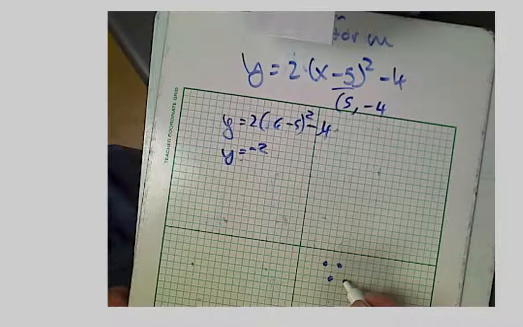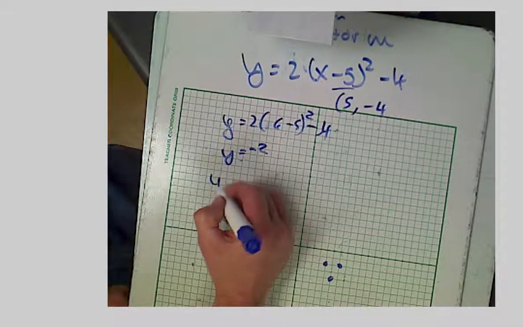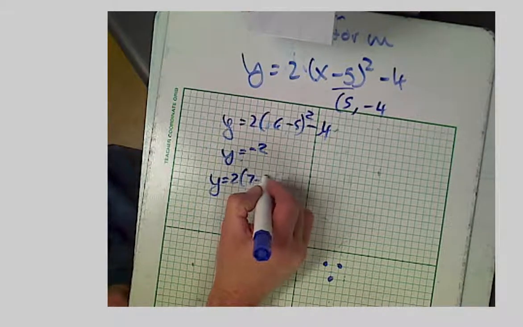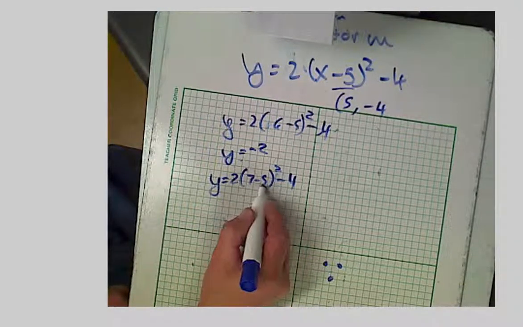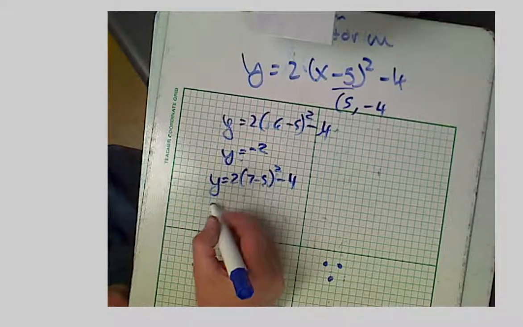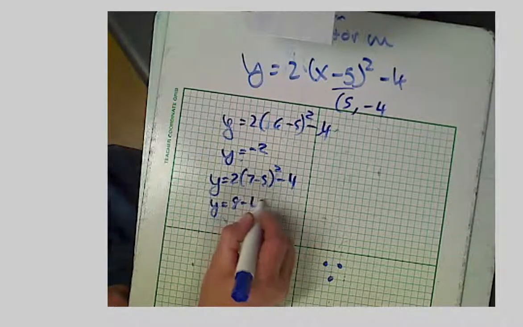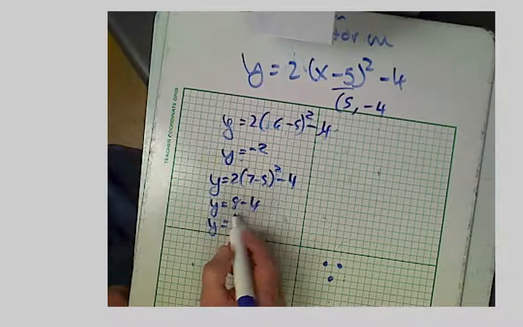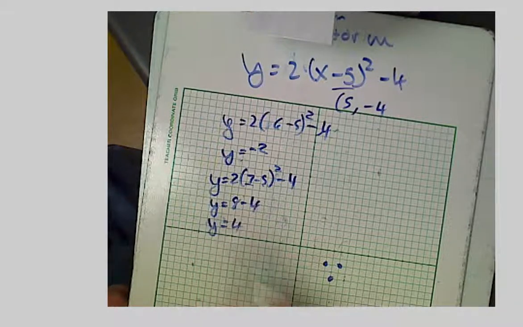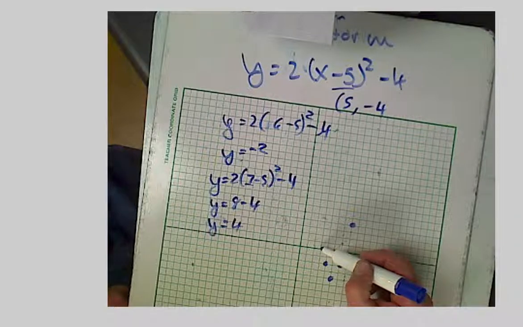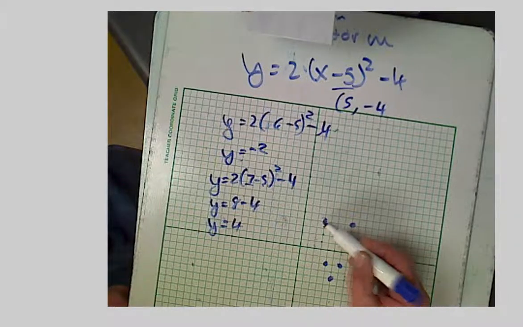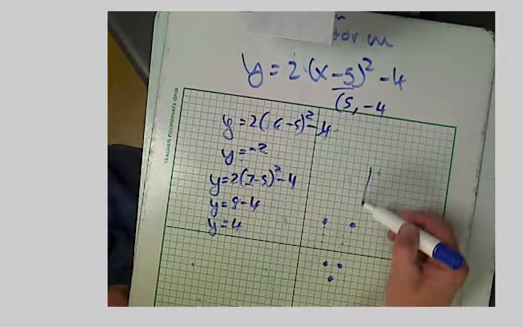And then I can plug in one more, which would be here at 7. So I'm going to say y equals 2 times (7 minus 5) squared minus 4. So that's 2 squared is 4, times 2 is 8, minus 4. So I plugged in the point 7 and I got out the point 4. 1, 2, 3, 4. And then 1, 2, 3, 4. And then I can draw my equation.